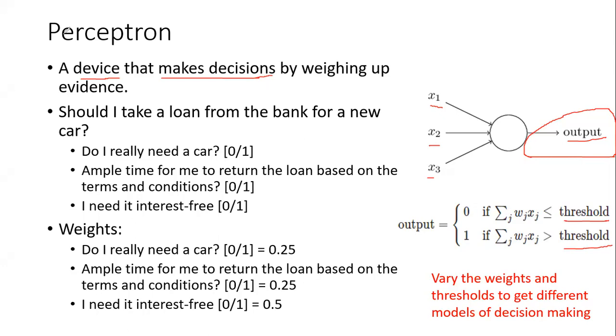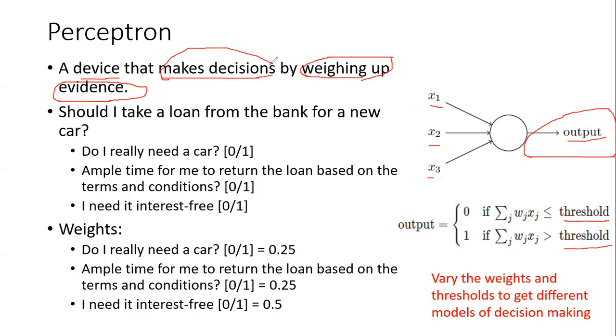So a device or a computer program that makes decisions by weighing up the evidence, that's the word, weighing up the evidence. What's the evidence? The evidence is the training data. Okay, I weigh up the evidence based on what is more important for me and what is less important. And that I use to make a decision, should I fire or not?